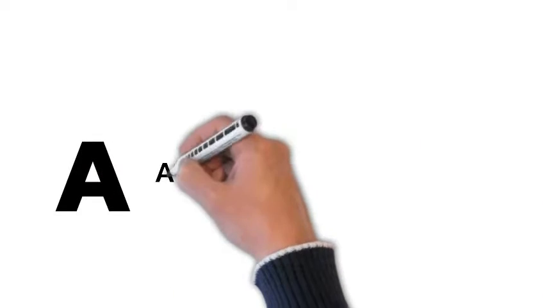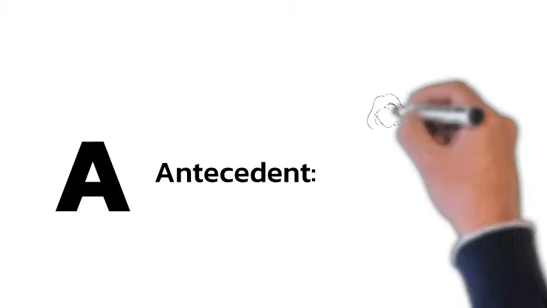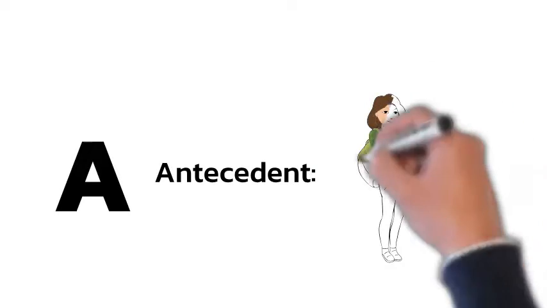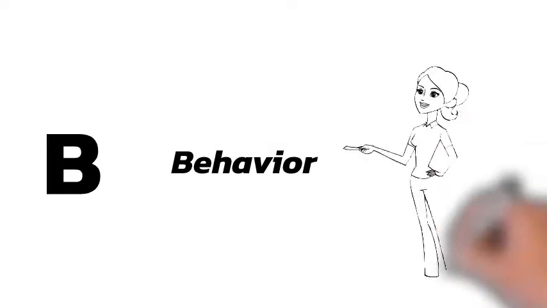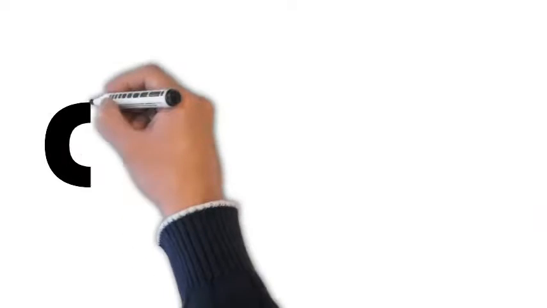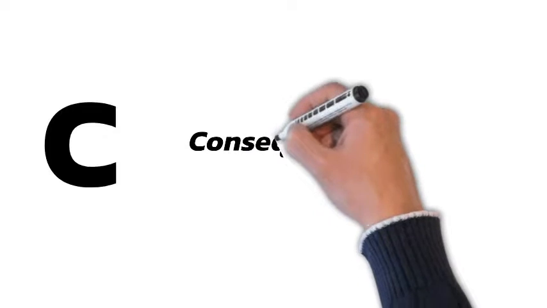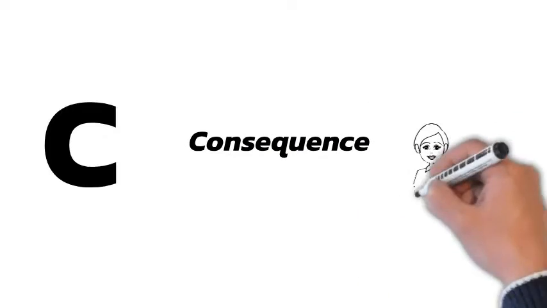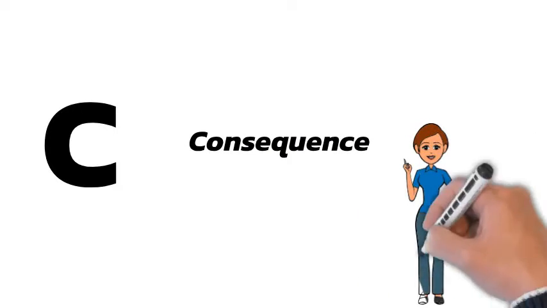A refers to the antecedent, or event or activity that immediately precedes a problem behavior. The B refers to observable behavior. And the C refers to the consequence or event that immediately follows the response.